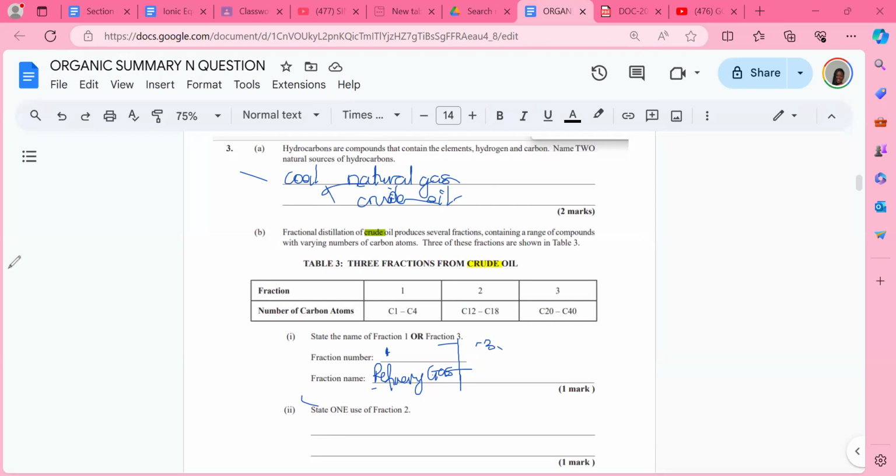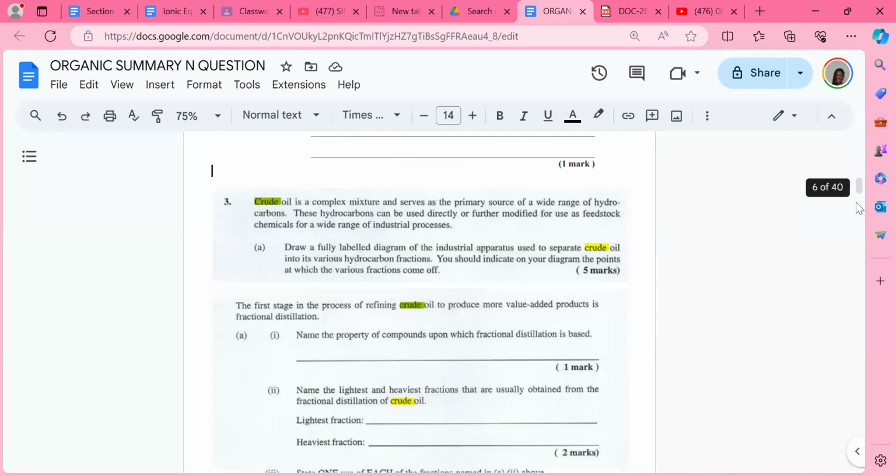I'm going to introduce us to the question that says draw, and then you need to take it upon yourself to practice how to draw it. Crude oil is a complex mixture and serves as a primary source of a wide range of hydrocarbons. These hydrocarbons can be used directly or further modified for use as feedstock chemicals for a wide range of industrial processes. Draw a fully labeled diagram of the industrial apparatus used to separate crude oil into its various hydrocarbon fractions. You should indicate on your diagram the points at which the various fractions come off. So we're seeing that we should be able to reproduce the drawing. Clear? Yes. These are all CXC questions, so you need to practice that.